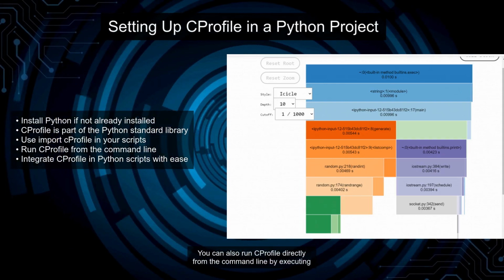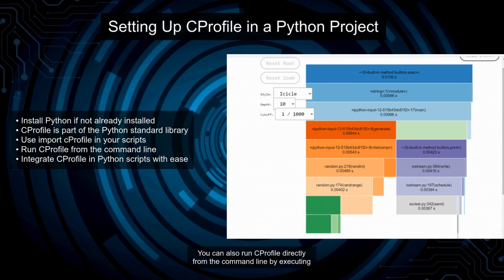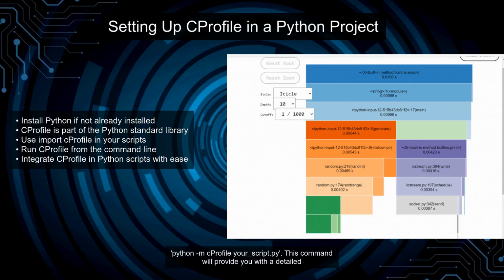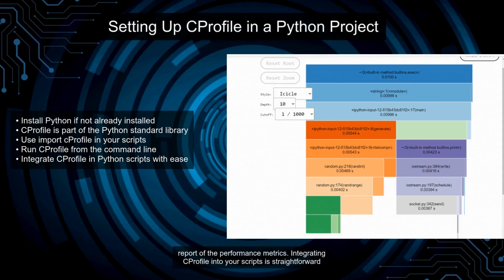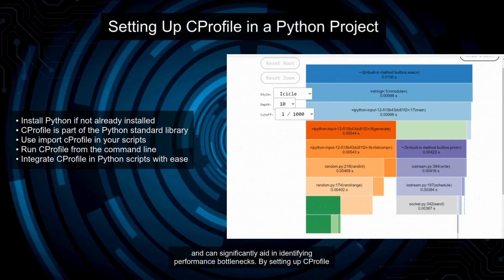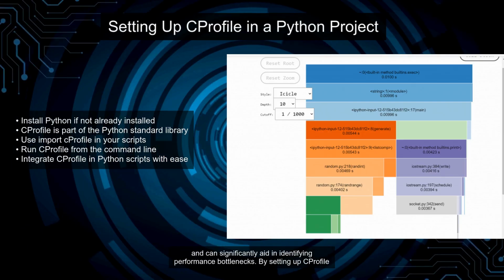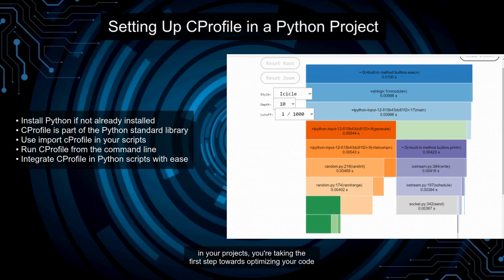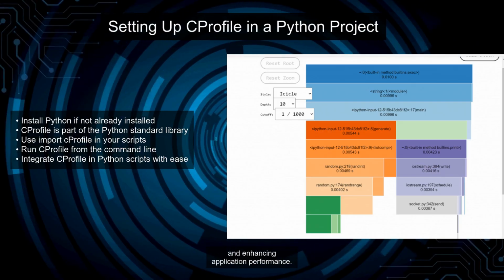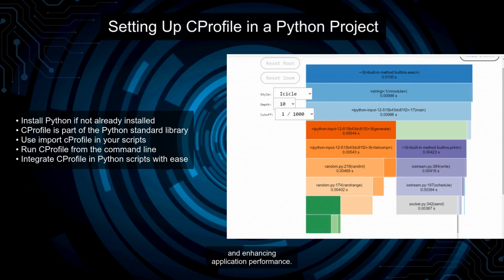You can also run Profile directly from the command line by executing python -m cProfile your_script.py. This command will provide you with a detailed report of the performance metrics. Integrating Profile into your scripts is straightforward and can significantly aid in identifying performance bottlenecks. By setting up Profile in your projects, you're taking the first step towards optimizing your code and enhancing application performance.